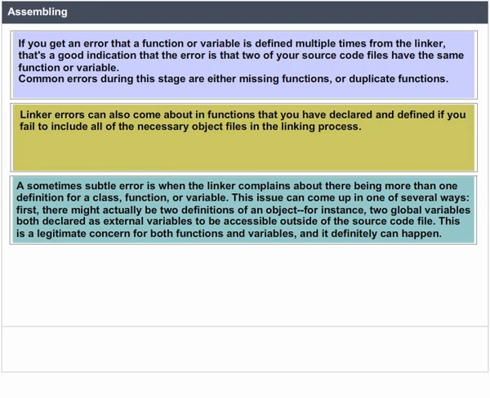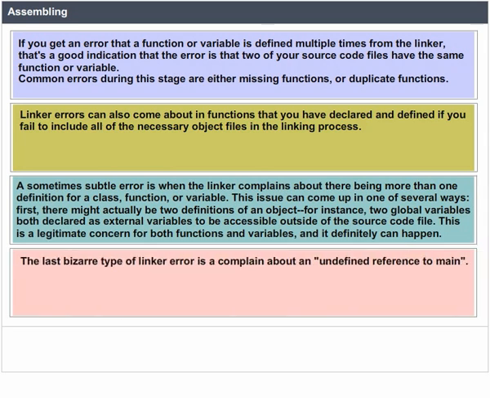First, there might actually be two definitions of an object. For instance, two global variables, both declared as external variables to be accessible outside of the source code file. This is a legitimate concern for both functions and variables, and it definitely can happen. The last bizarre type of linker error is a complaint about an undefined reference to main.